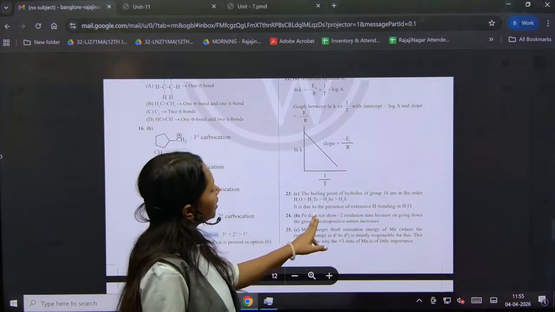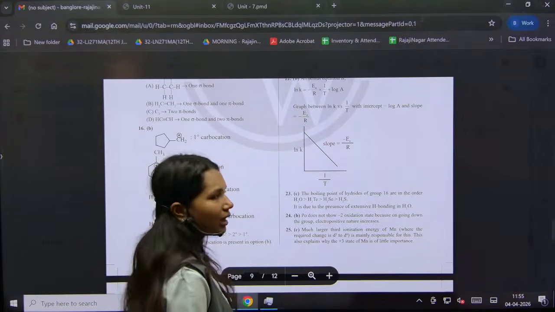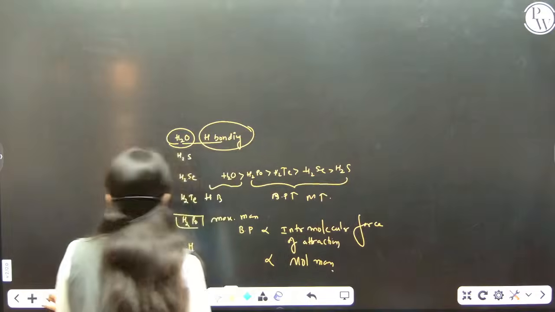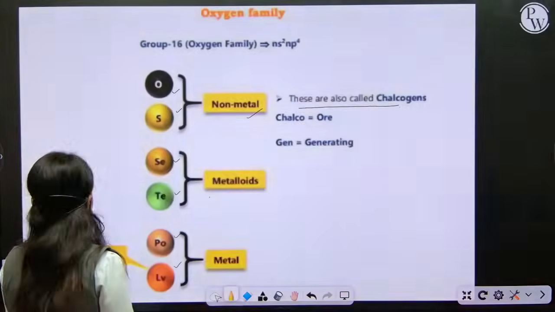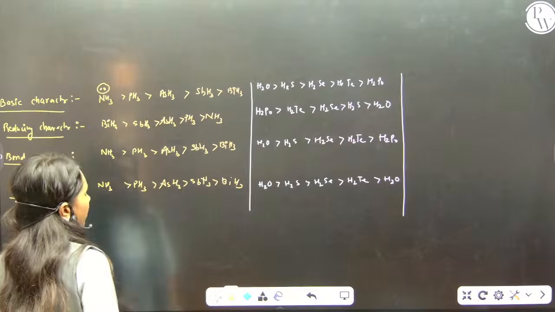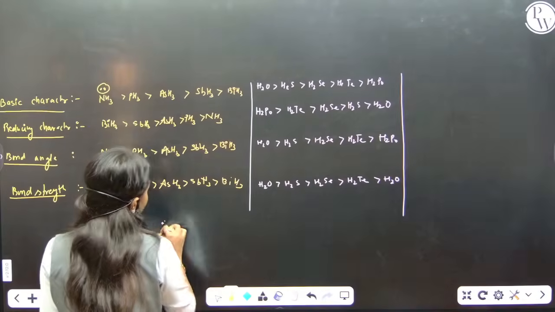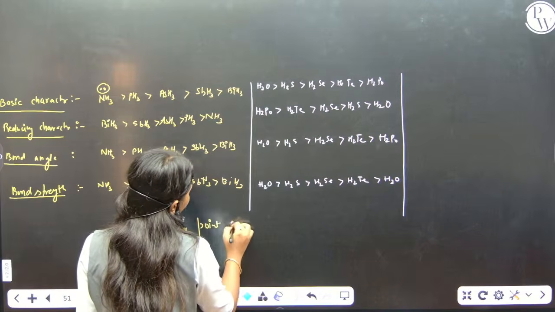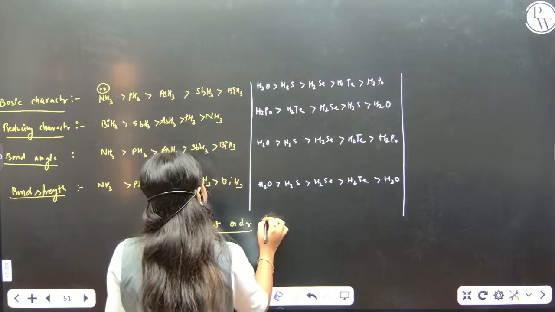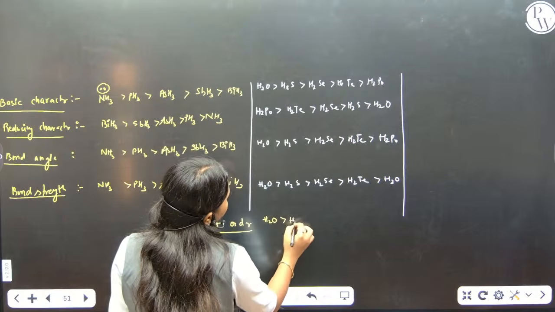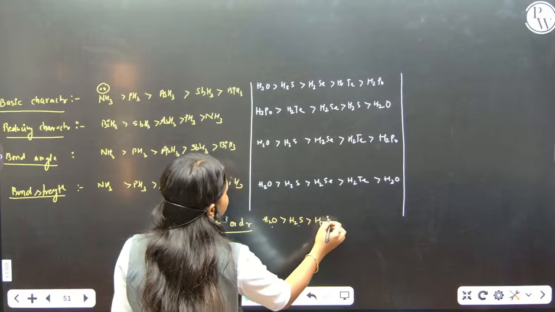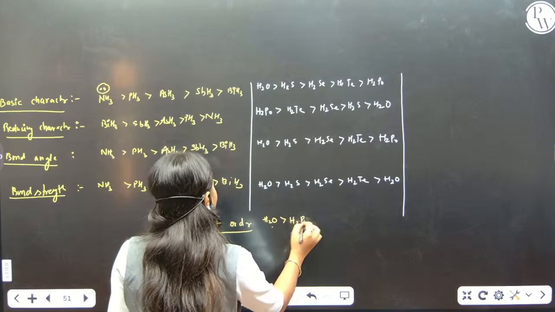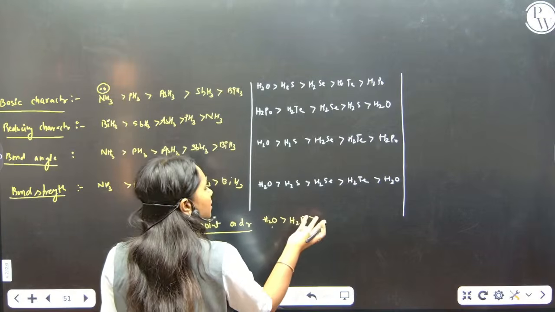Polonium does not show -2 because it is a metal, and this is the correct order of the boiling point. So here I will also write the order of the boiling point. What is the order of the boiling point? Who has the highest boiling point? Water. Oxygen, sulfur, selenium, tellurium, polonium.